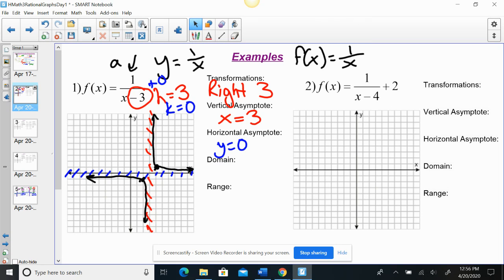Let me move that. Okay. But I do want to graph it. All right, so domain. Domain are my x values. So if I look at the x values, I'm going to go left to right. That's an L. Left to right.